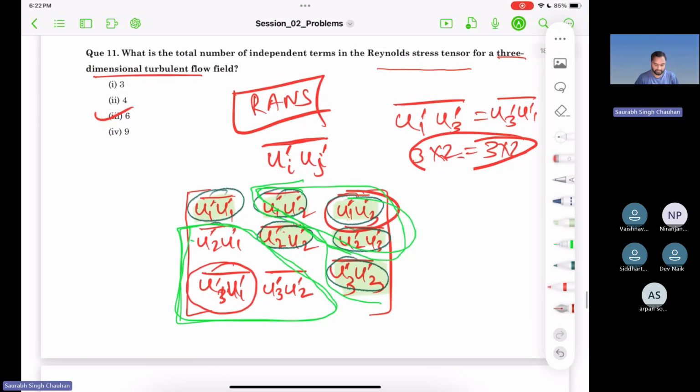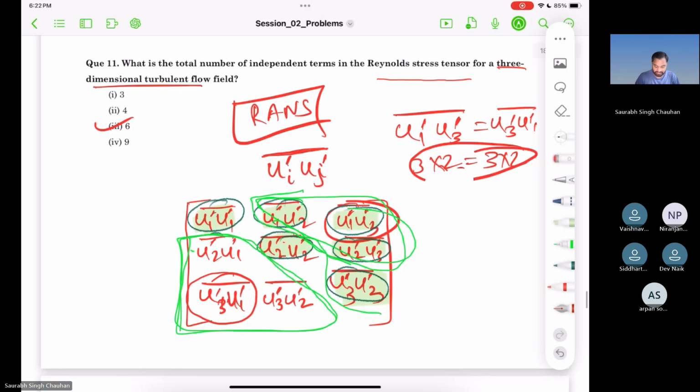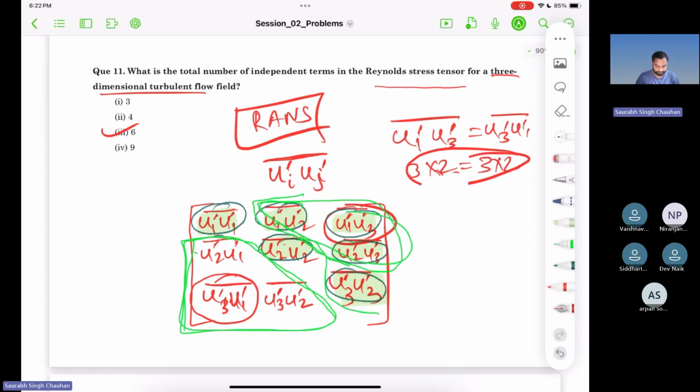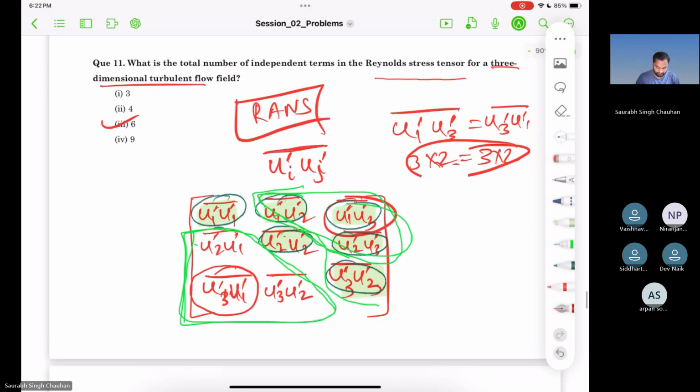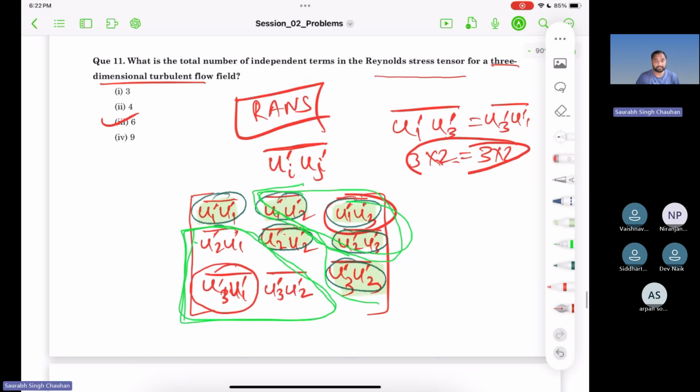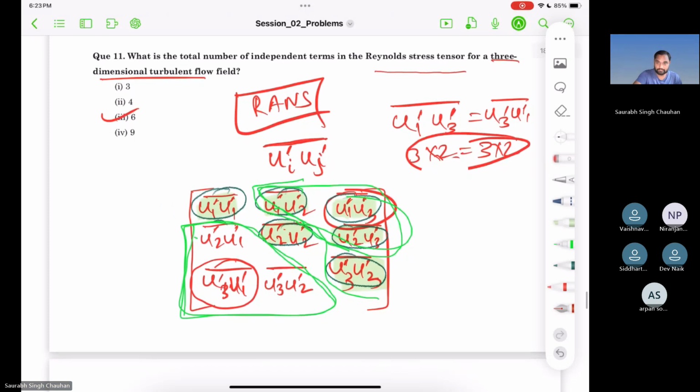Okay. So I think this is clear, right? If there is any doubt, then please ask, or we can move to question number 12. Is it clear? If you have any doubt, what is RANS? Basically it stands for Reynolds Averaged Navier-Stokes equations.